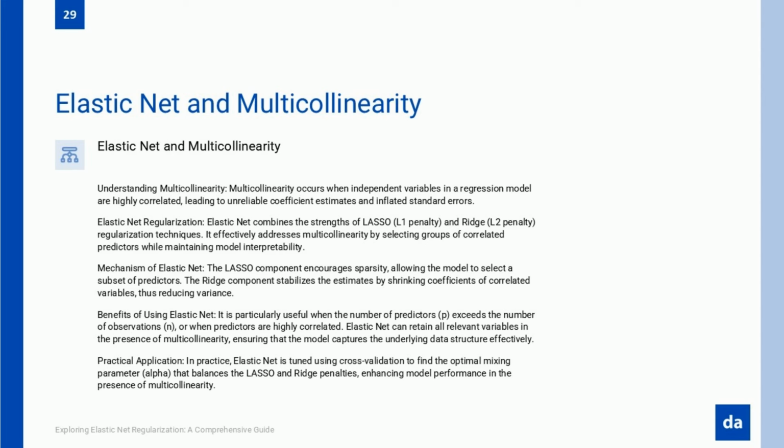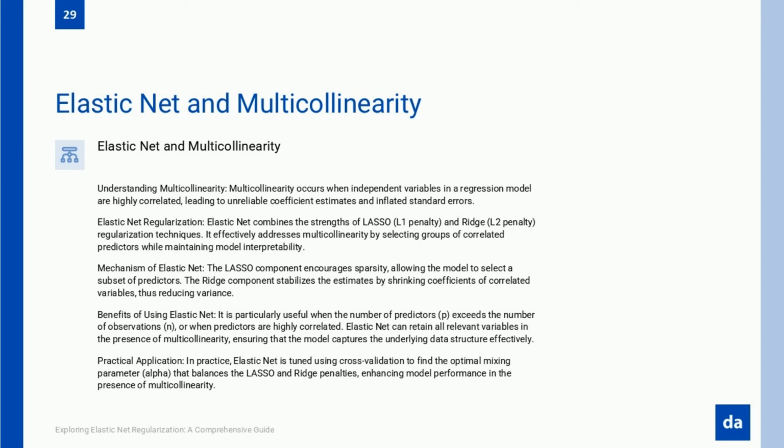Elastic Net takes a different approach. Because it combines L1 and L2 penalties, it doesn't just shrink coefficients, it shares influence between correlated variables instead of eliminating them outright. This means that if multiple predictors provide similar information, Elastic Net can distribute their importance more evenly rather than forcing a single variable to carry all the weight.